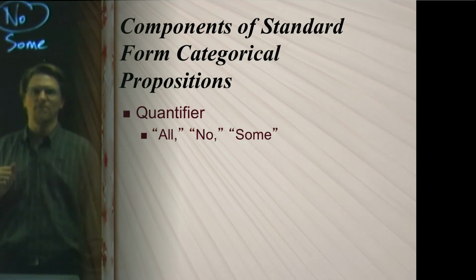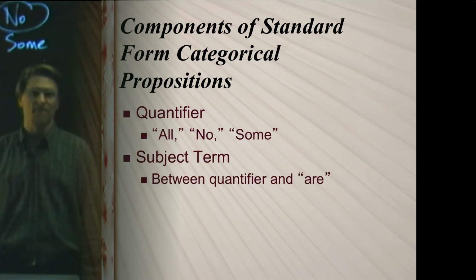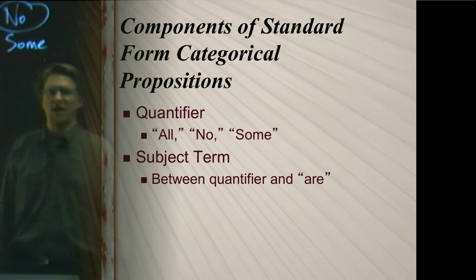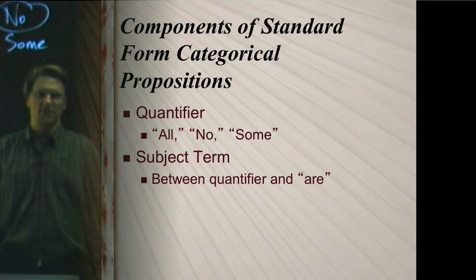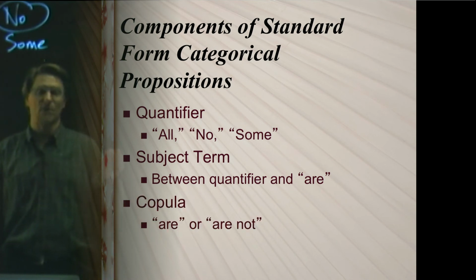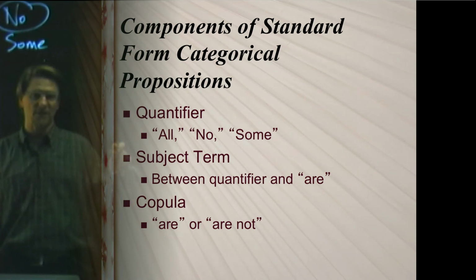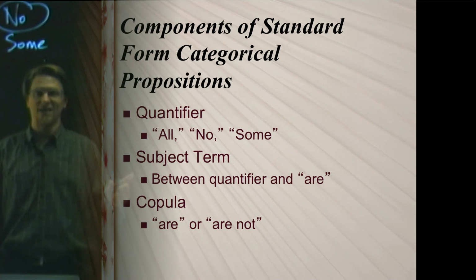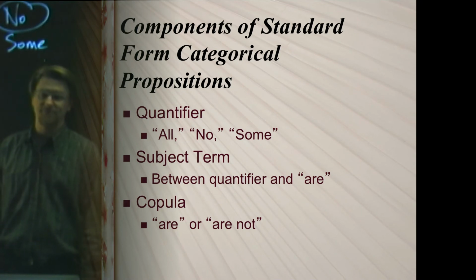So first of all, we have a quantifier. The quantifier is the word all, no, or some, the very first word of the standard form categorical proposition. Following the quantifier, you have what is called the subject term. That's between the quantifier and the word are. And then you will have what is called the copula, and that's that word are, or in the case of the some quantifier, sometimes you might have some are not. And so in that case, are not would be the copula.